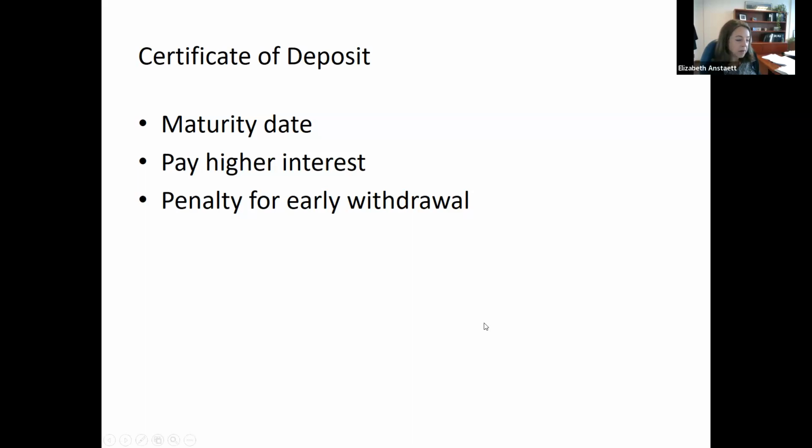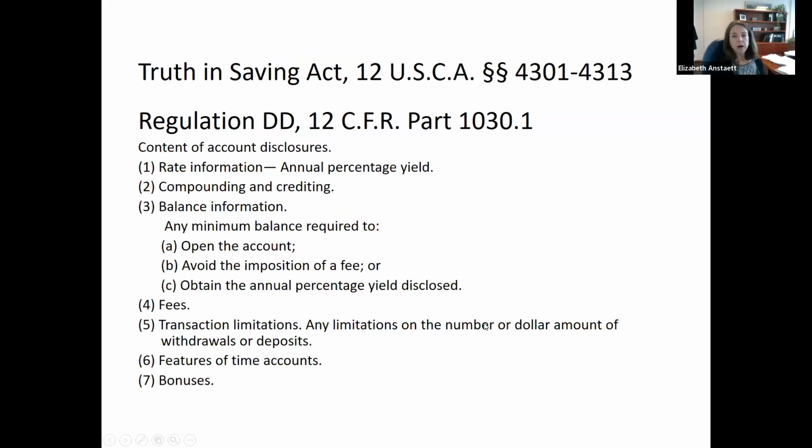Now, on the deposit side, the federal law that regulates the disclosures is called the Truth in Savings Act, and its details are in Regulation DD, which has been moved to the Consumer Financial Protection Bureau. Now, when we talk about credit disclosures, we see that they're a little bit more complicated because there's a lot of potential risk in someone not understanding a credit transaction and also being charged a lot of fees. On the Truth in Savings side, it's a little bit streamlined.